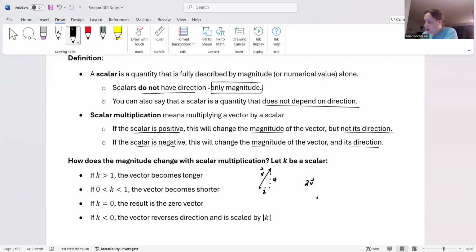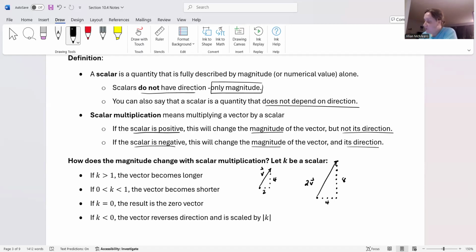So if this is my initial point, I would have to go 1, 2, 3, 4, and then up 1, 2, 3, 4, 5, 6, 7, 8. So that is the vector 2v. Notice I went over 4. So 2 times 2 is 4. 4 times 2 is 8.